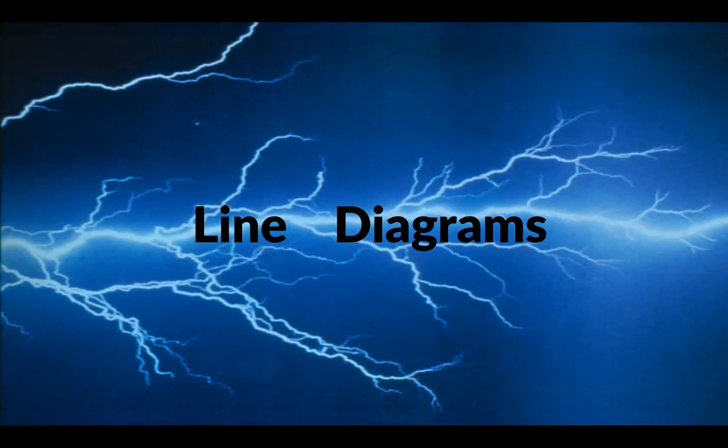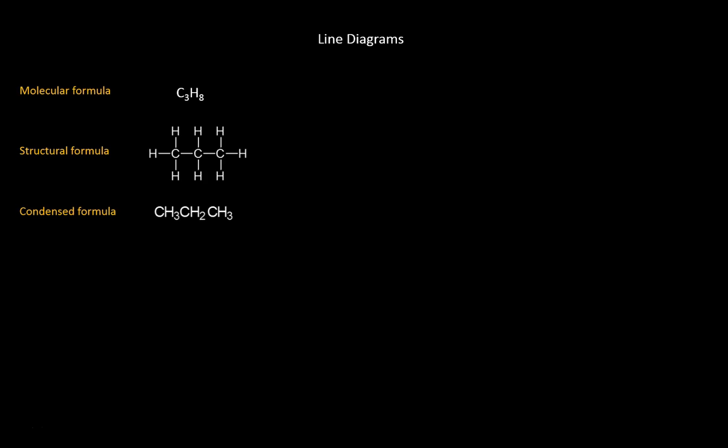Line diagrams. You are by now so familiar with molecular formula, structural formula, and condensed formula that you're ready for the next type of notation. It's even more compact than the condensed version. Let's consider propane. You know from your observation of models that it's really a zigzag structure like this model shows.